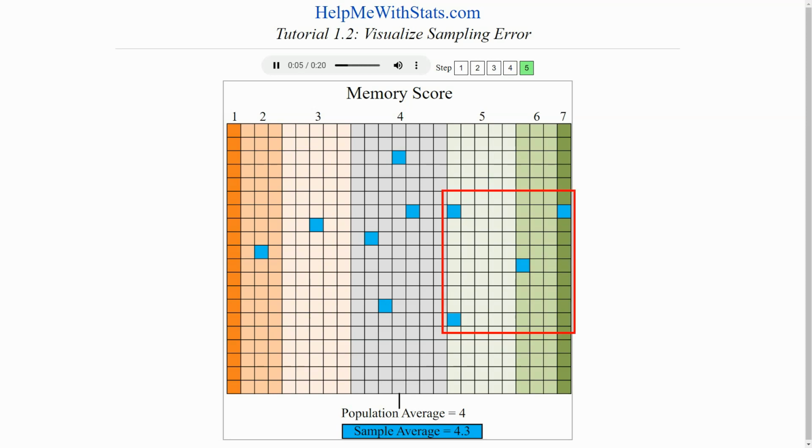Notice there are more scores above the average than below the average. Even with only 10 scores, it is usually the case that the number of scores above the average and the number of scores below the average will not be the same. This is due to sampling error.